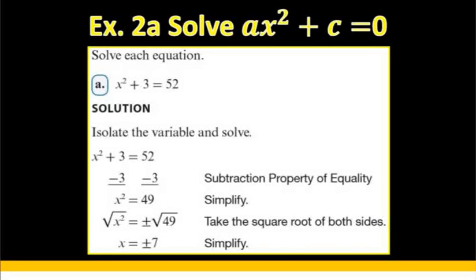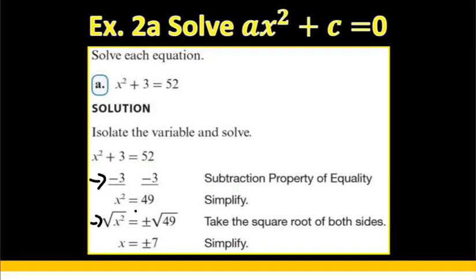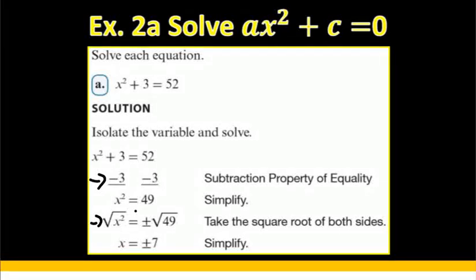The second kind of example, you have in the form of ax squared plus c equals 0. So here you just have another step to do before you can find the square root of both sides. Here, in this example, you have to subtract 3 on both sides first. So you get the x squared by itself. Then you find the square roots of both sides. And then you get a positive and a negative 7.